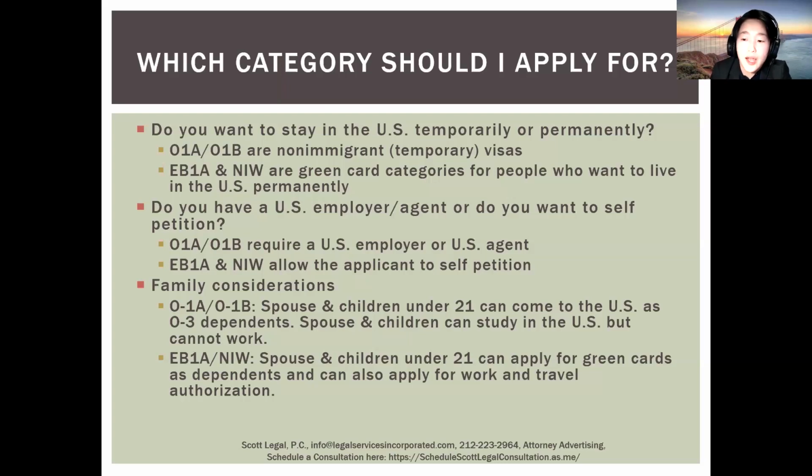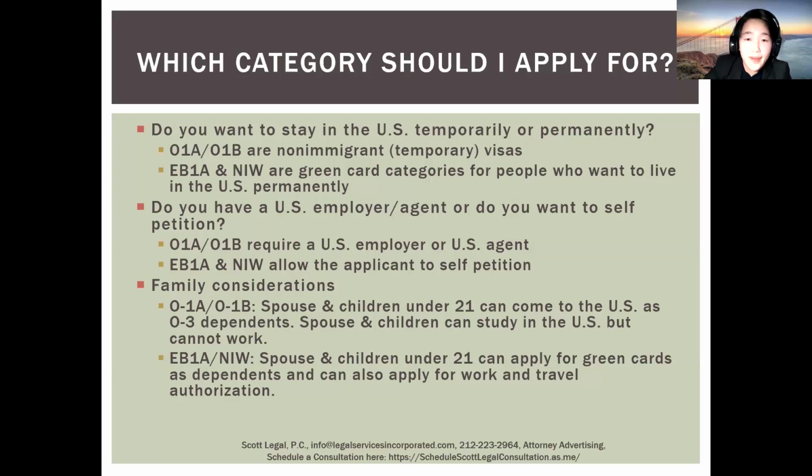The second question to ask is, do you have a U.S. employer or agent, or do you want to self-petition? Now, the O-1A and O-1B both require a U.S. petitioner. That means a U.S. entity or U.S. person must be the one filing the petition. So you do need to have that technical connection to at least some U.S. entity or some U.S. person. It can be an agent, it can be your own company, but there needs to be that U.S. legal entity that will file the petition.